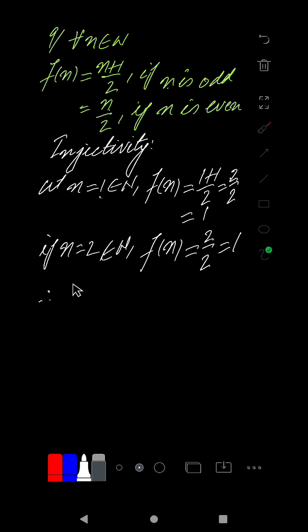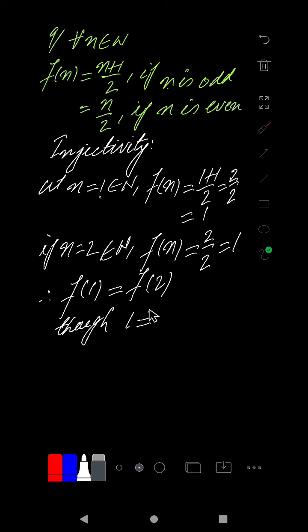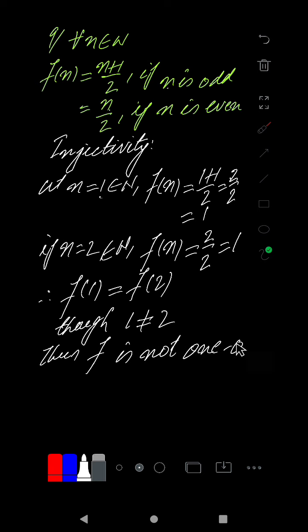So f(1) is equal to f(2), though 1 is not equal to 2. Thus, f is not 1-1 function.